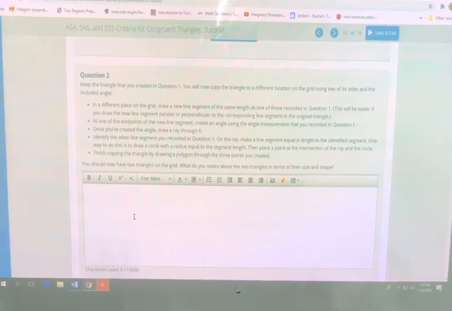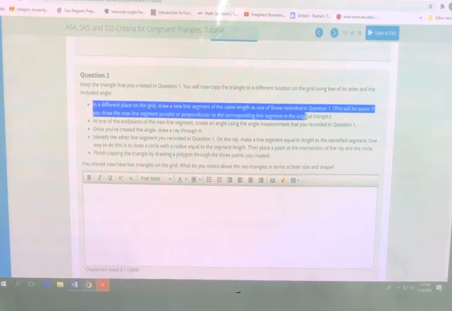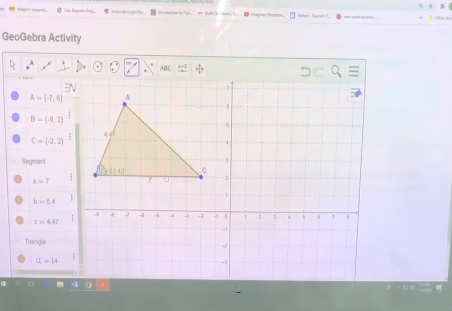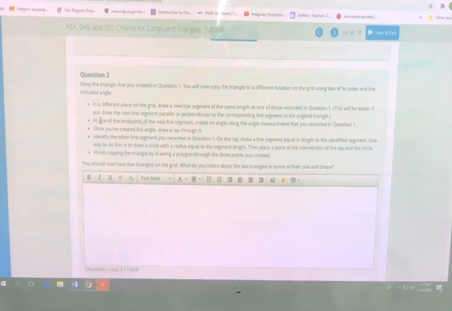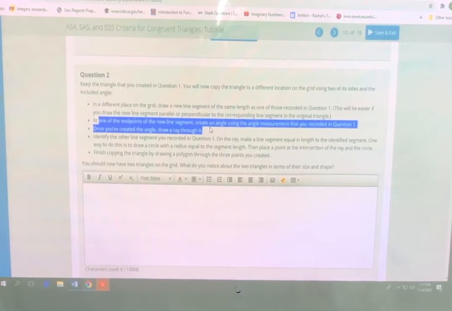So question 2, in a different place on the grid, do not try to do all of these at once, it will get confusing. So the first bullet, in a different place on the grid, draw a line segment of the same length as one of those recorded in question 1. This will be easier if you draw the new line segment parallel or perpendicular to the corresponding line segment in the original triangle. So this is 7, I'm going to draw a line segment that is 7. So we're going to go 1 to 7 over here. Okay, now I'm going to go to the next. At one of the endpoints of the new line segment, create an angle using the angle measurement that you recorded in question 1.